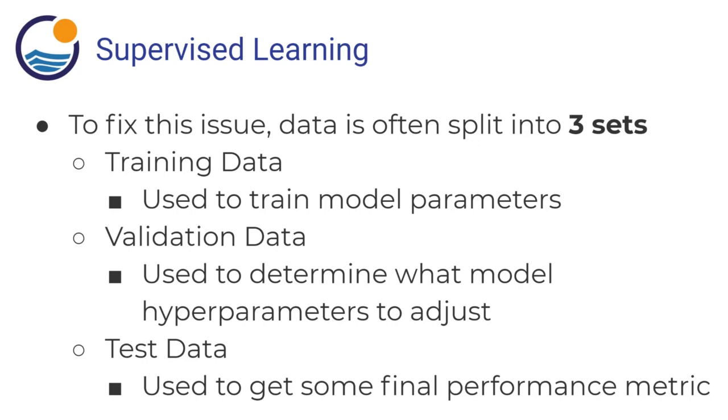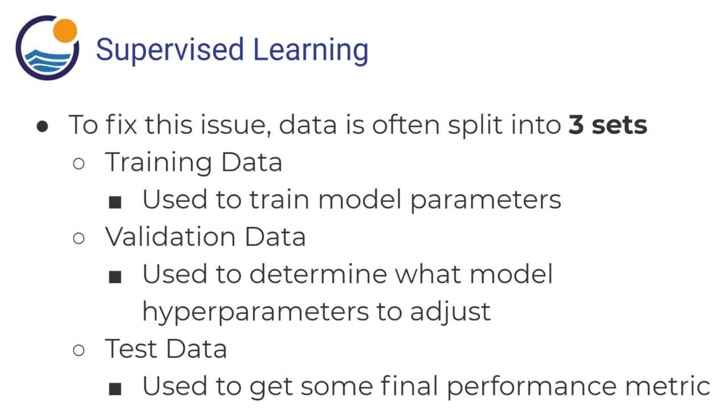And so what we end up doing is we have these three sets, and we have the training data just as we did before. This is used to train the model parameters. So the model gets to look at the features, look at the correct output, and then fit to this training data. And then the next step is our validation data, which was kind of our test data from before.